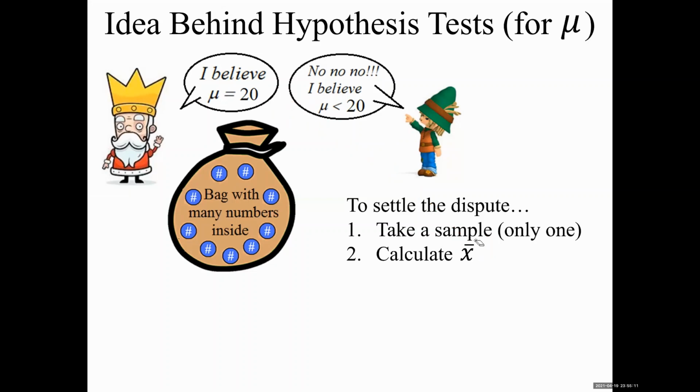Okay. Now, don't forget that XBar is our best one number guess for mu. So XBar is supposed to be close to mu. So if the king is right when he says mu is 20, that doesn't mean XBar has to be 20, but XBar should be close to 20 is what that means.